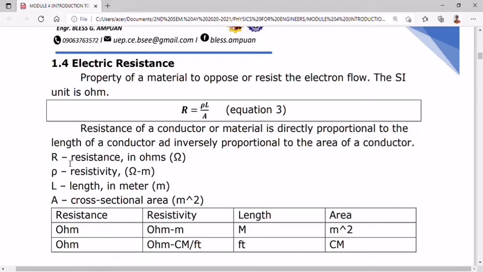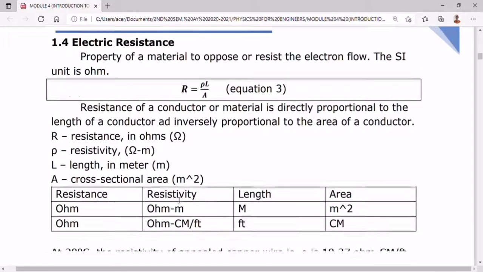Here, R is the electrical quantity resistance, measured in ohms, and rho is the symbol for resistivity, with the unit ohm meter. L is the length in meters, of course, and A is the cross-sectional area in meter raised to 2, or square meter.